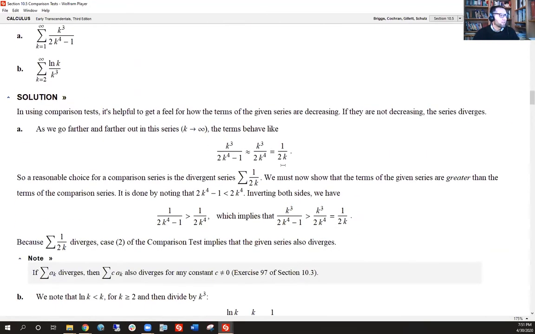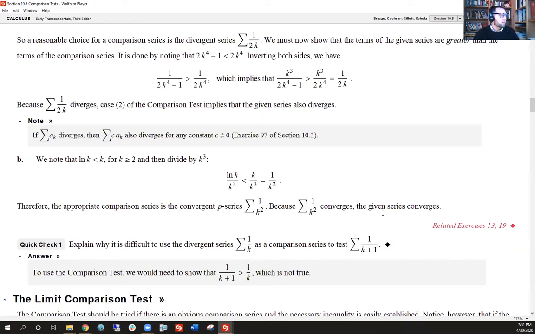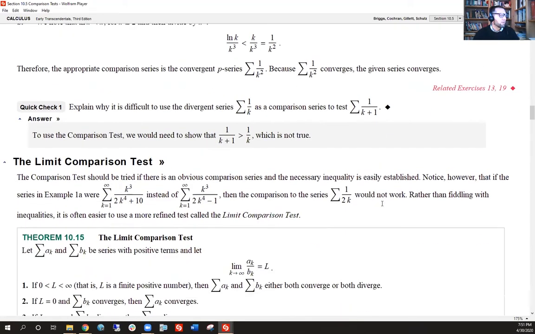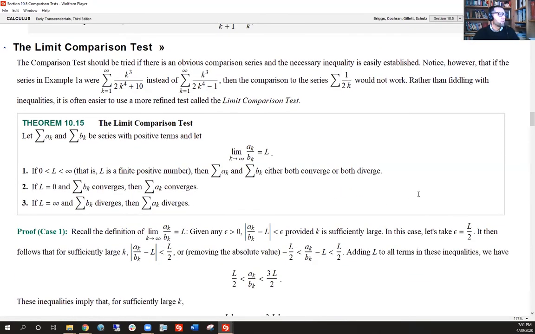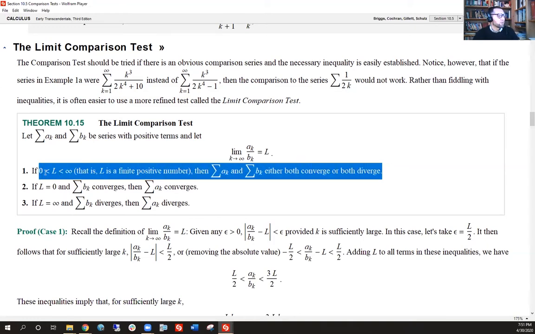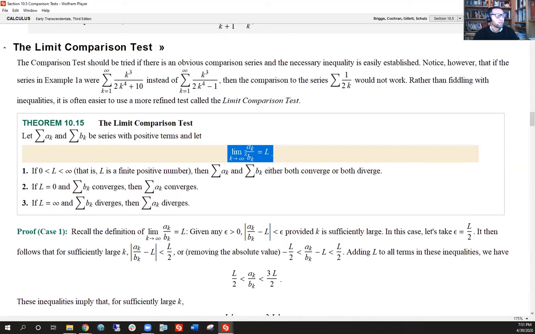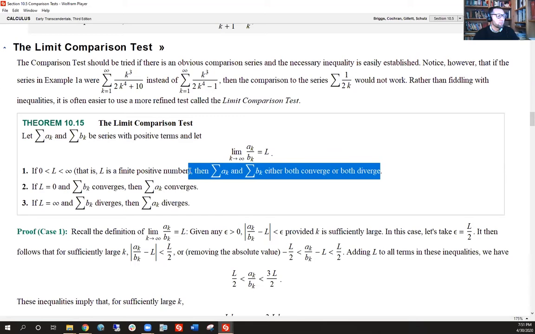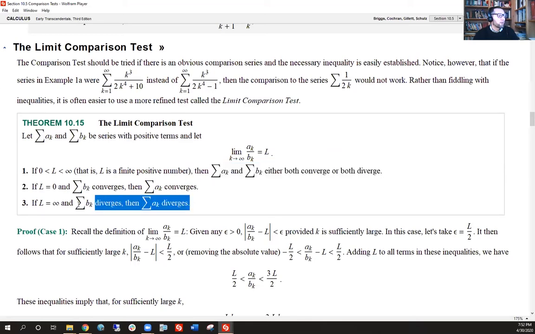So examples, kind of all the usual things you would expect to find in a text. One thing I'd like to point out in the way of the limit comparison test is that the standard version of the limit comparison test talks about how if this limit is equal to a number, the limit converges, then the two series share the same fate.